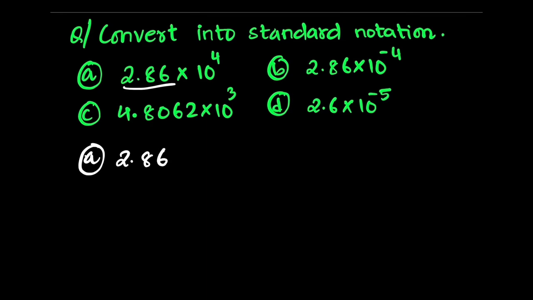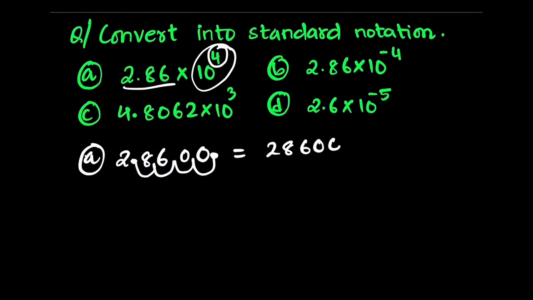2.86. Now move this decimal point depending on the power of 10. So in this case, you will move this decimal point 4 places to the right because the exponent is positive 4. 1, 2, 3, 4. Now the decimal point is here. And fill these places with zeros. So it becomes 28600. So this is in standard notation.